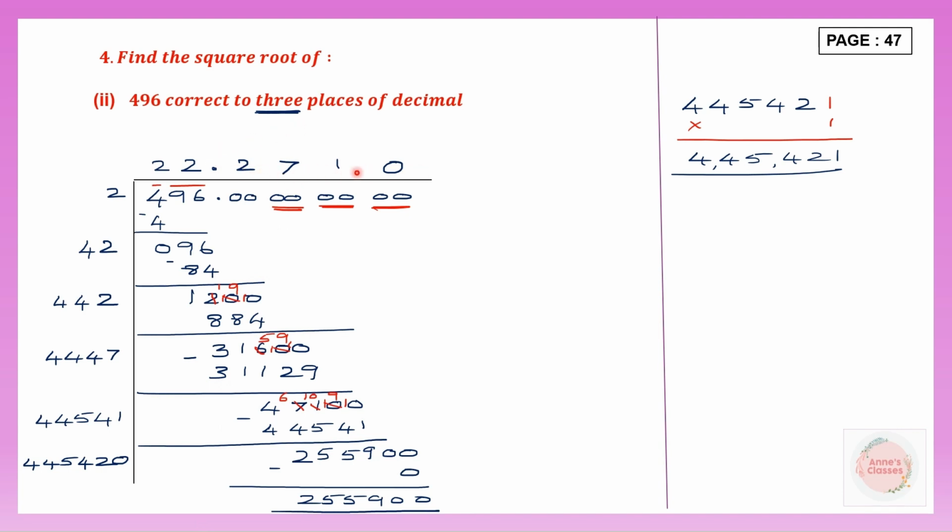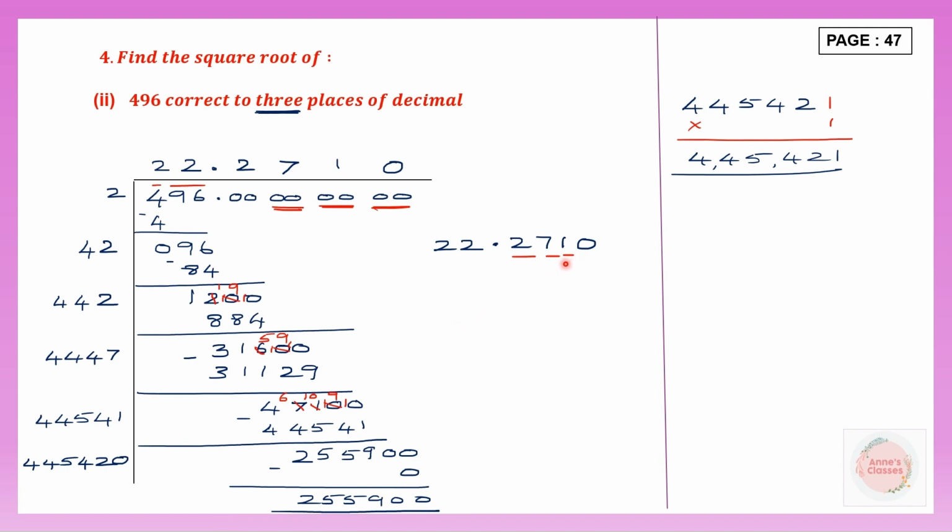we have got 4 decimal places. So now let's take this number and correct it to 3 decimal places. So 22.2710. Now we need only 3 decimal places. We need only these 3. Now to correct it, we have to round it off.